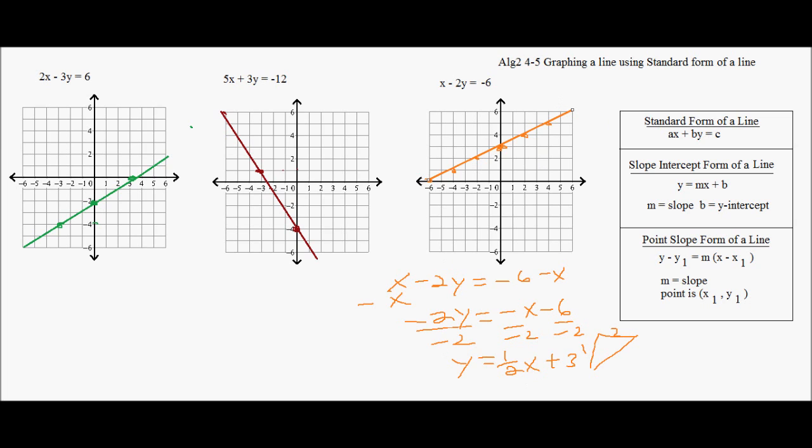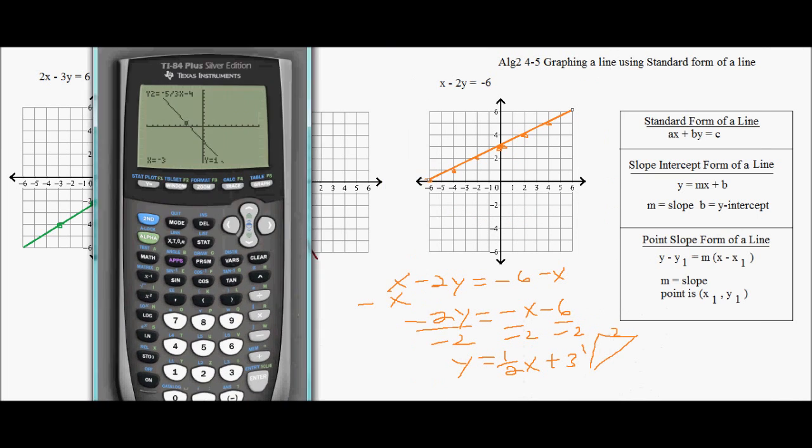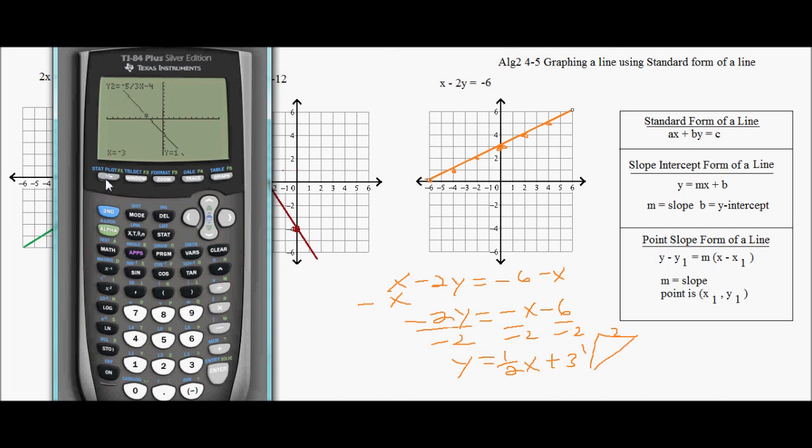And let's just graph this. So I'll move this guy over here. Notice I can just go down, unhighlight that, and I put 1 divided by 2x plus 3. Enter graph. And there it is.